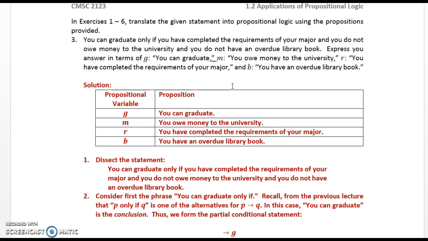So now we proceed to some exercises that are similar to those that are assigned. In this exercise, we translate the given statement into propositional logic using propositions provided. 3. You can graduate only if you have completed the requirements of your major and do not owe money to the university, and you do not have an overdue library book. Express your answers in terms of G, you can graduate, M, you owe money to the university, R, you have completed the requirements for major, and B, you have an overdue library book.